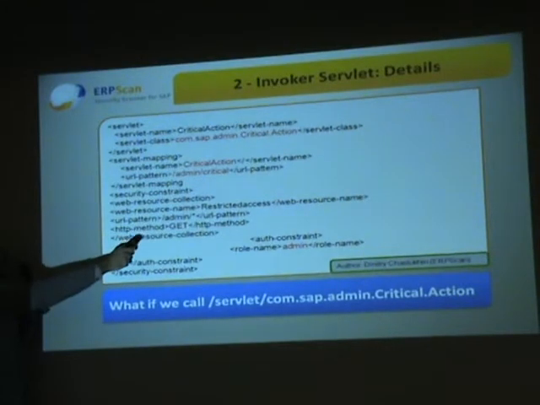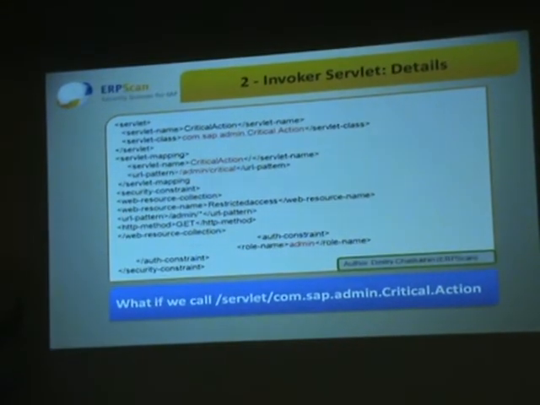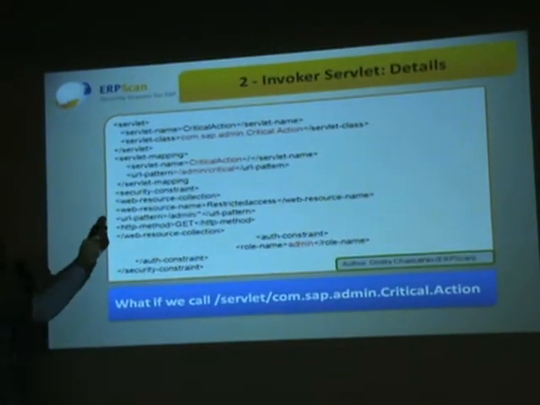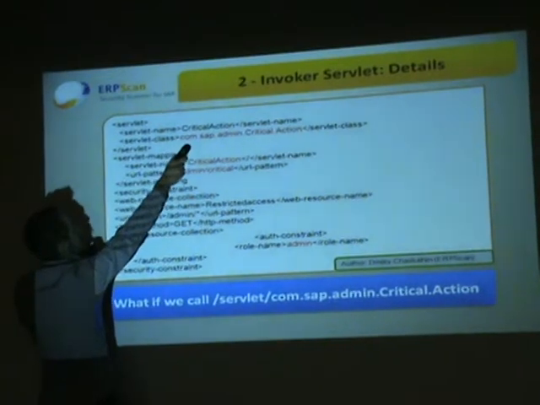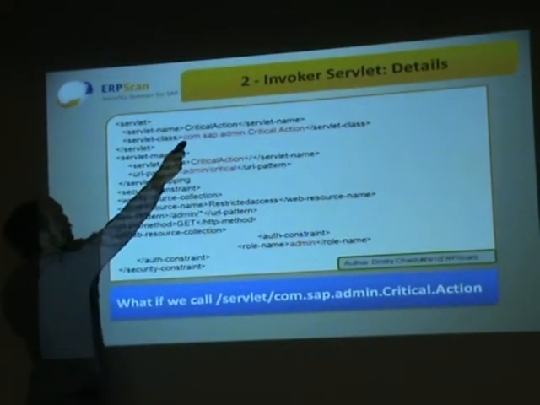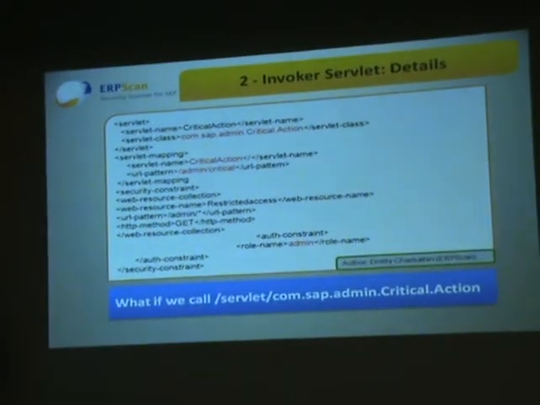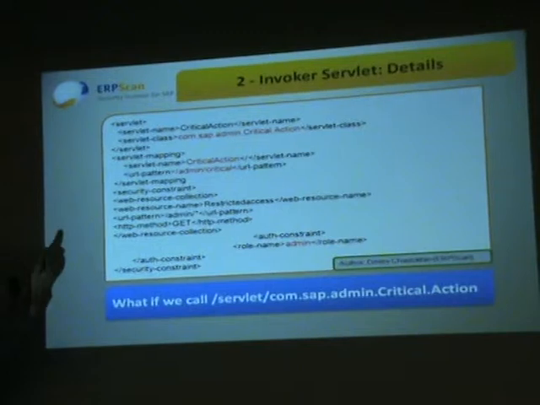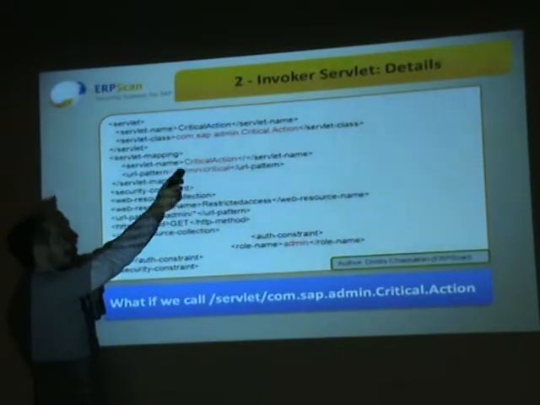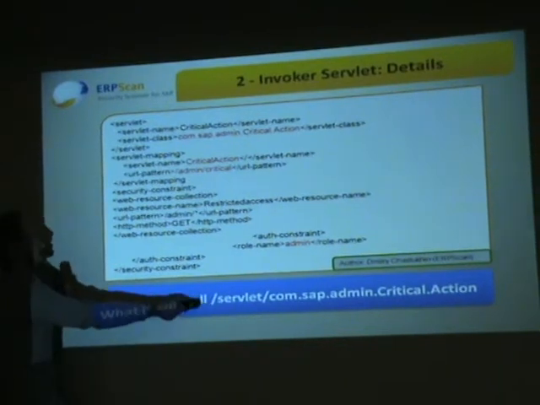So here you can see that something is going wrong. For the admin directory, only users with the role admin can have access. But also there is a servlet with this name, and you can call this servlet. The servlet is actually here, but this is the direct link to the class name. So if we call this one, we will run a servlet. The problem is that the service is limited, but if we call the servlet directly, it's not limited, so everybody can call this.